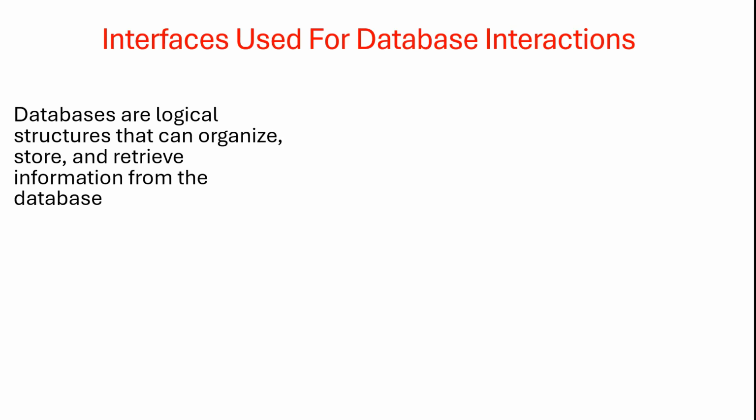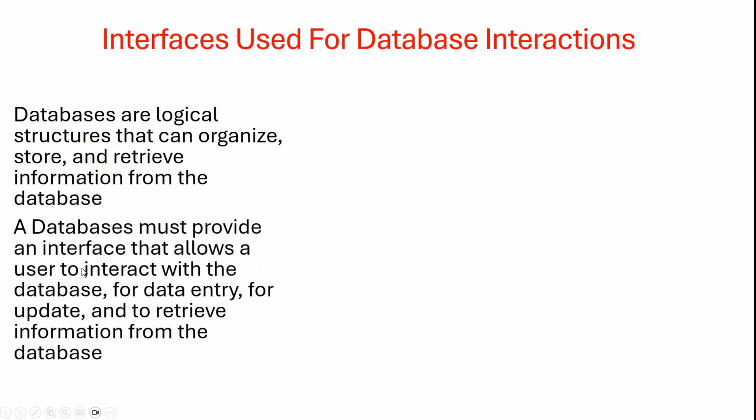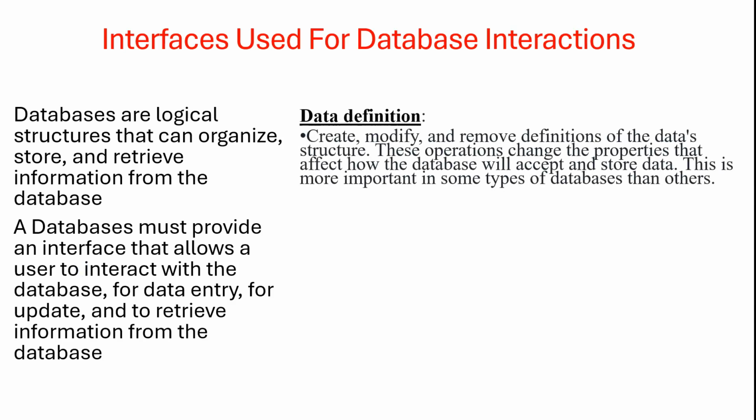So, interfaces used for database interaction. Databases are logical structures, as I've said before, that can organize, store, and retrieve information. A database must provide an interface that allows a user to interact with the database for data entry, for updates, and to retrieve information from the database. Data definition is part of the language of a database system, and you can use it to create, modify, and remove definitions of the data structures. These operations change the properties that affect how the database will accept and store data. This is more important in some types of databases.